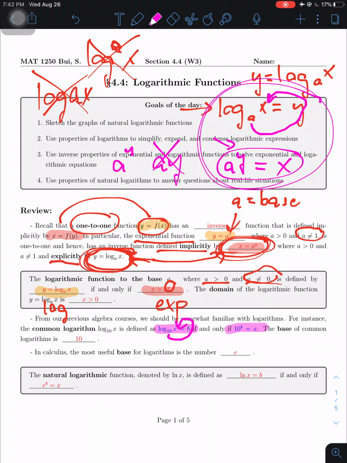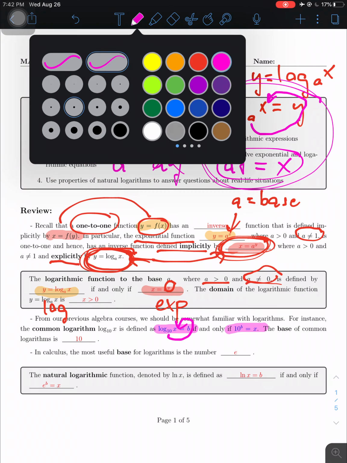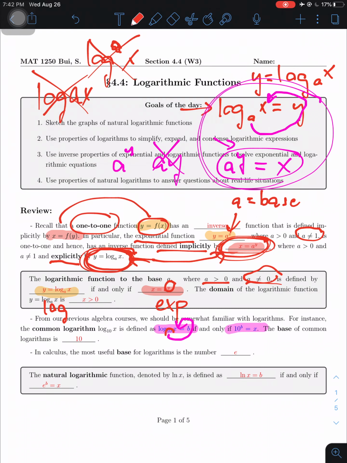So the base of common logarithms is 10. Why is that so? Because if you see the log in here, the base is 10, right? Because it's below the log. Whatever is below the log, we call it the base. For example, we have the a in here. Let me make a better circle for a. Let me just underline it. There we go. So whatever number you have underneath the log, right next to log, we call it the base. Alright, in calculus, the most useful base for logarithms is the number e.